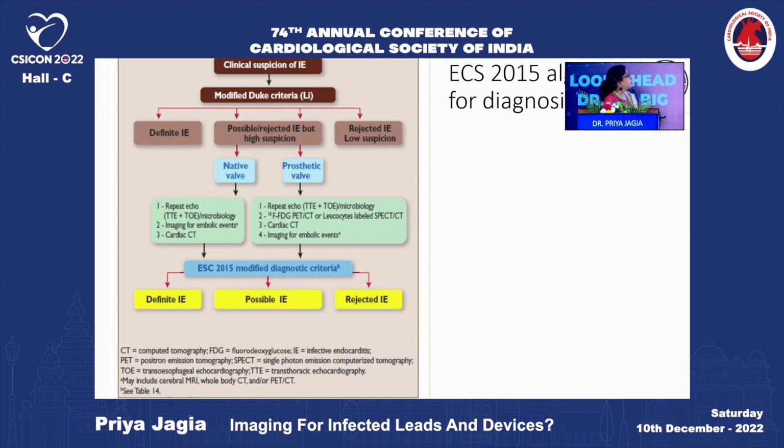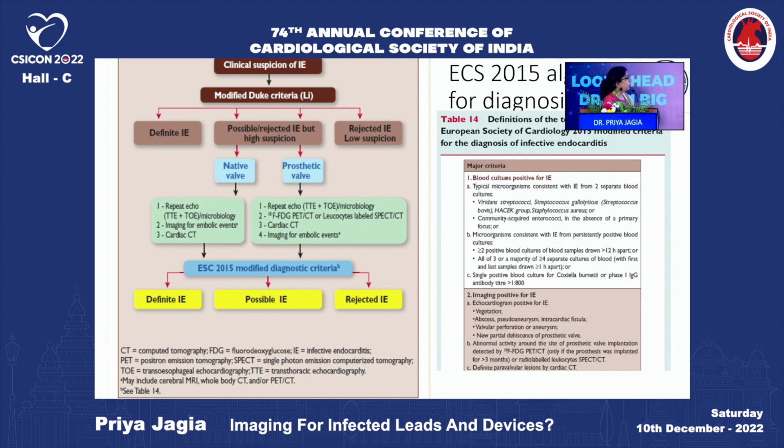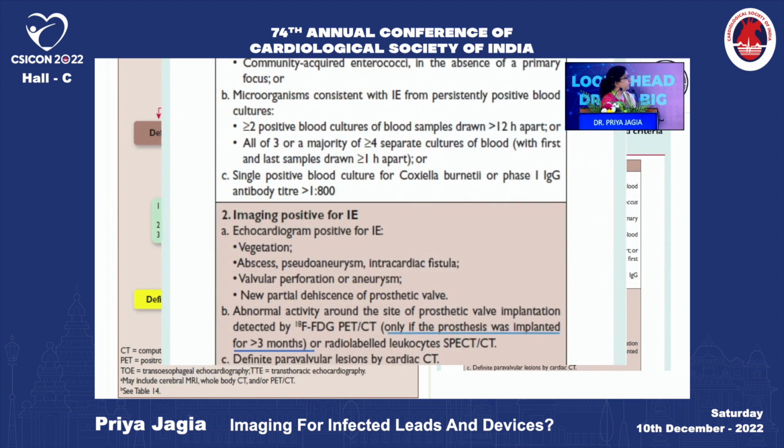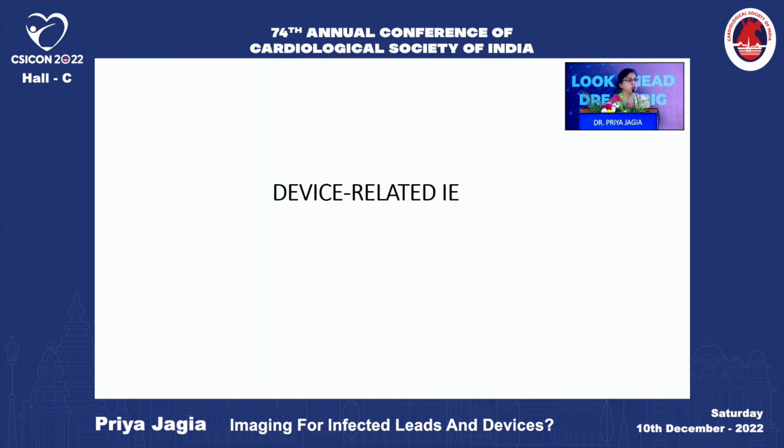So these are the guidelines. If you have a possible infective endocarditis but high clinical suspicion on echocardiography, either repeat echocardiography, or add PET CT or a multi-slice CT as the case may be. If you are having paravalvular complications or you're suspecting morphological complications, add cardiac CT, and do also look for imaging for the embolic events. And like I said, FDG PET is advisable only if the prosthesis was implanted for more than 3 months, to prevent edema from giving you a false result.